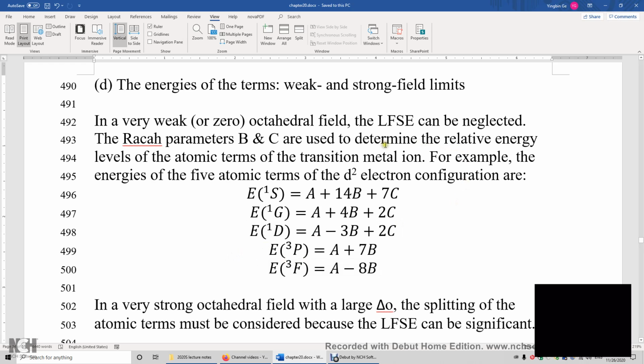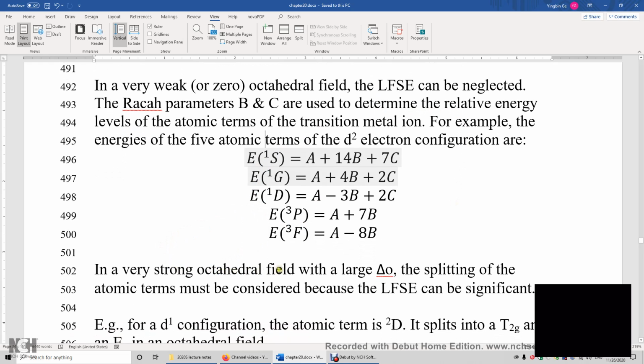Now let's look at the strong field limit, in a very strong octahedral field with a very large delta O. Then the splitting of the atomic terms must be considered. This is because now if you put an electron in the dx squared minus y squared orbital versus an electron in the dxy orbital, there's a huge difference. If you have a strong field ligand such as carbonyl, cyanide, delta O can be as large as 30,000 wave numbers, even for a 3d transition metal center.